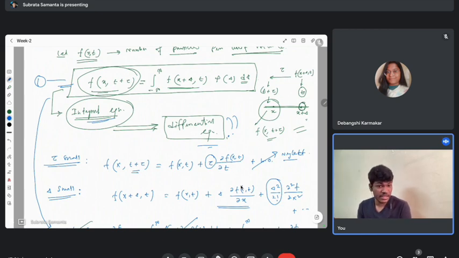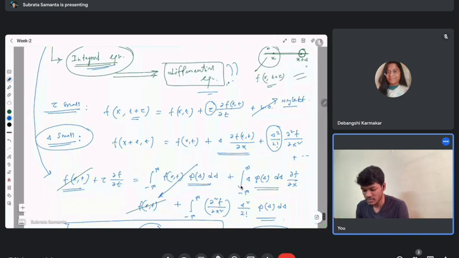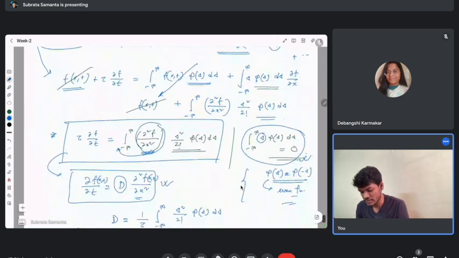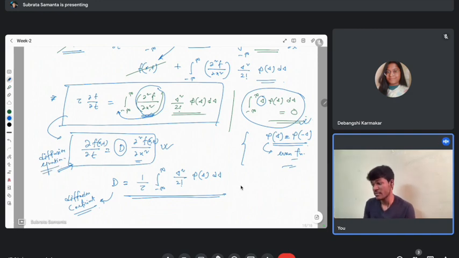The integral equation is exact. There is no restriction imposed on this delta. But when we go to the differential form, we make an assumption that delta is small, and we get this kind of diffusion equation. The diffusion equation is the differential form of this.